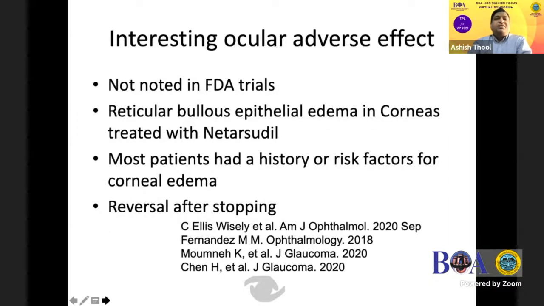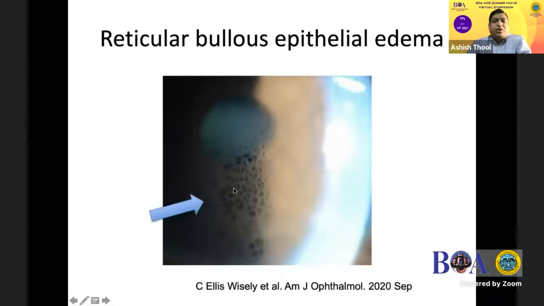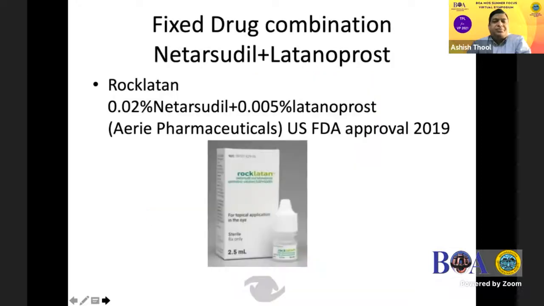One interesting ocular adverse effect not noted in the US FDA trial is this reticular bullous epithelial edema in corneas treated with netarsudil. Most of these patients had a history of risk factors for corneal edema. That means the corneal endothelium was already compromised, and these did tend to reverse after stopping the drug after a couple of weeks or so. This is how it looks. We have seen it in 2 patients in our limited experience.